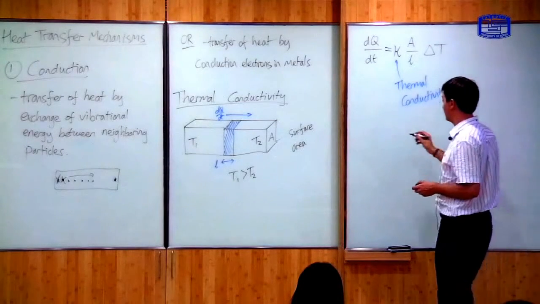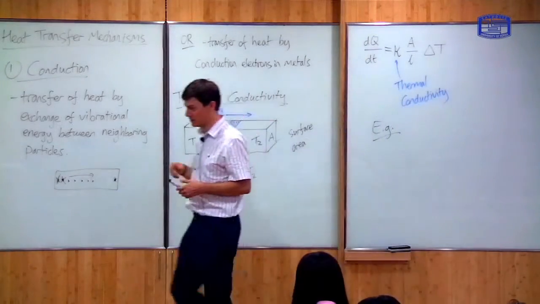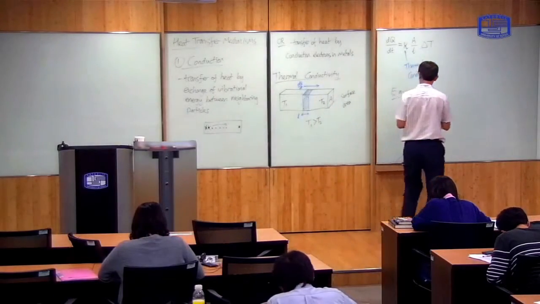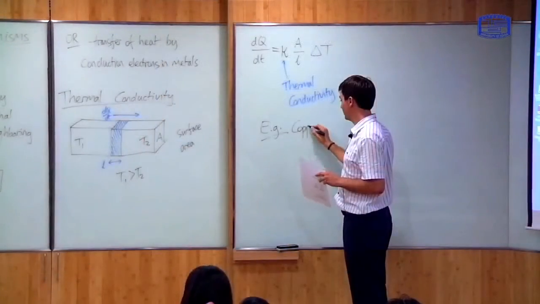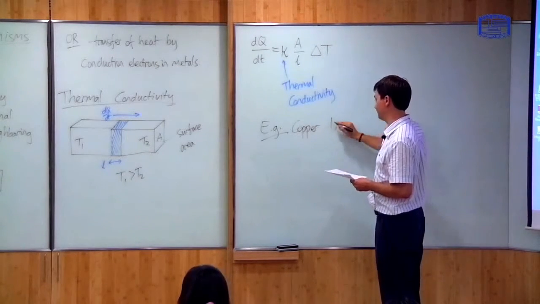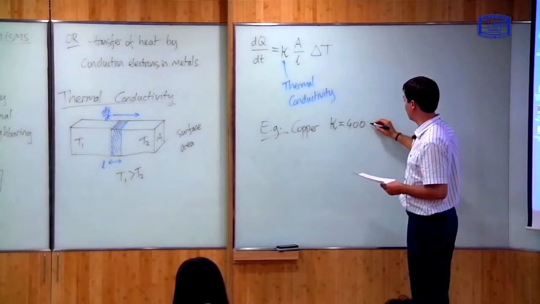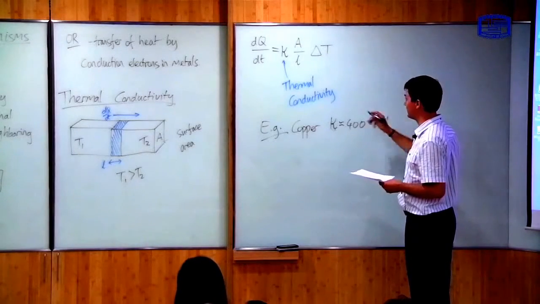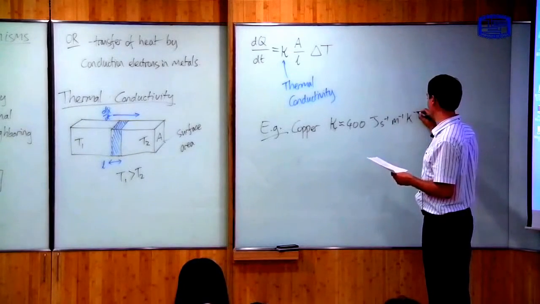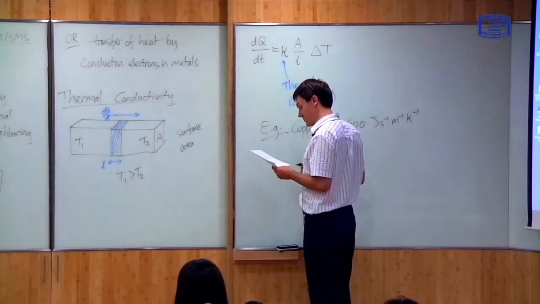Okay? So I want to give you some examples. I'll show it down over here. If we look at copper metal, then you find that kappa is approximately 400, and its units are joule per second, that's dQ by dt, per meter, per Kelvin, per difference in temperature. Okay. So that's an example of a high thermal conductivity.